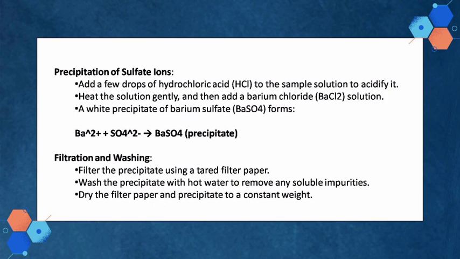Next, filtration and washing. Filter the precipitate using a tarred filter paper. Wash the precipitate with hot water to remove any soluble impurities. Dry the filter paper and precipitate to a constant weight.